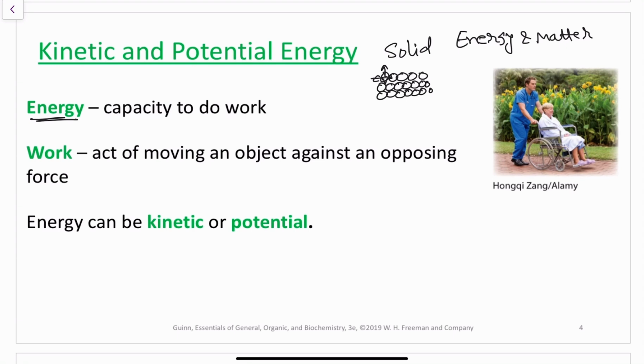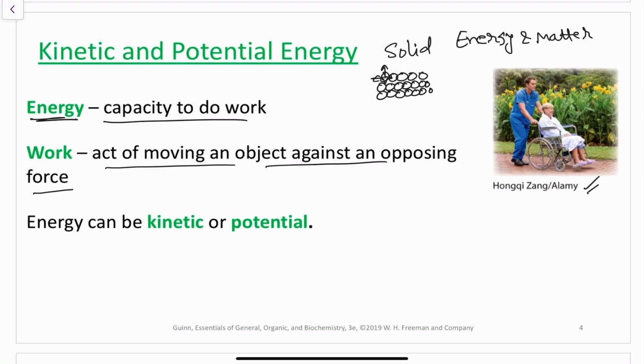What is energy? Energy is the capacity to do work. If you want to do some kind of work, you need to use some kind of energy, right? And what is work? Work is an act of moving an object against an opposing force. For example, in this picture, the nurse is trying to pull the wheelchair of the patient against the friction of the road. So the nurse is doing some kind of work by moving the wheelchair.